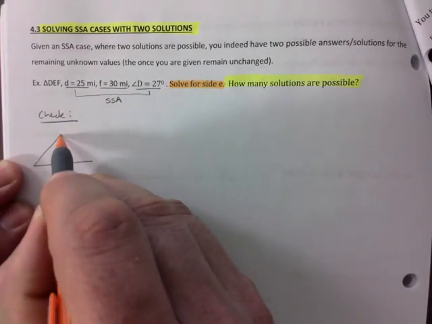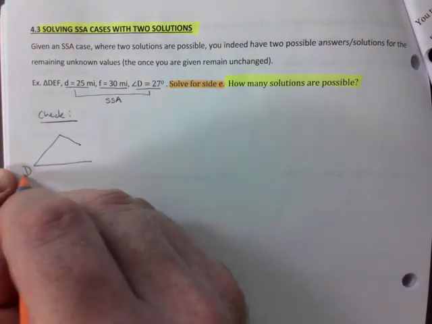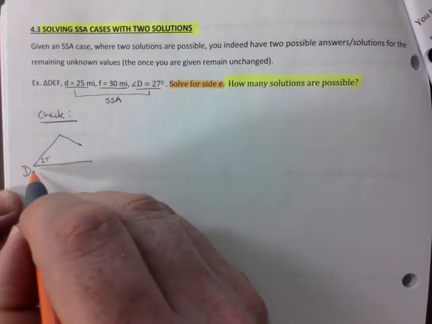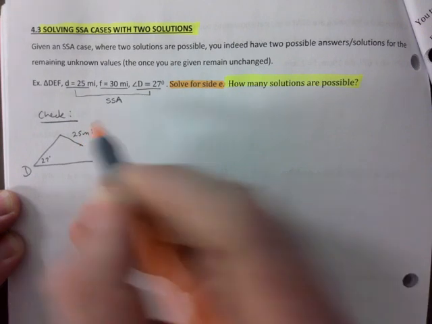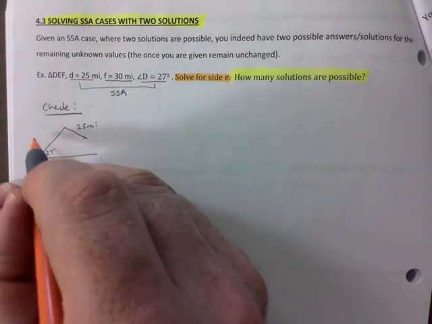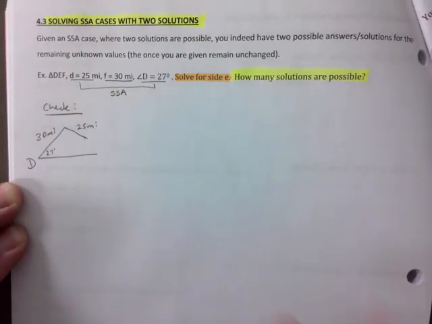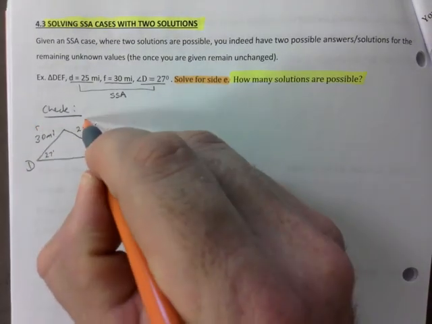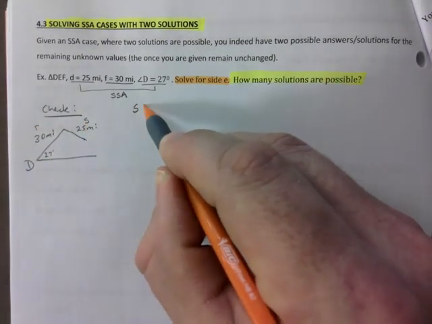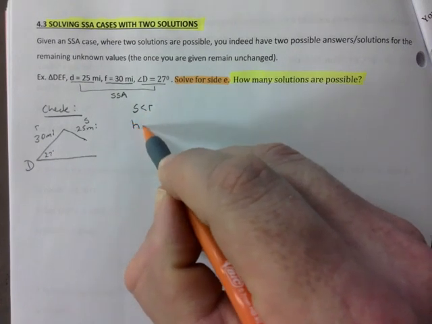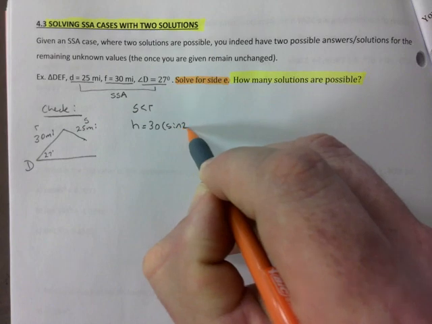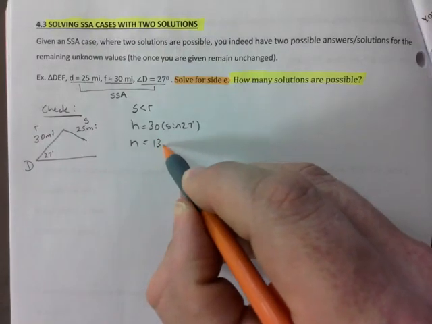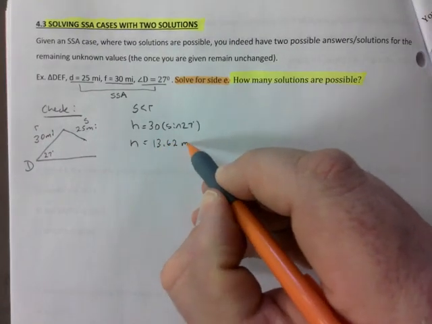You do the string rod thing. The only angle that is given to you is 27. The side that should be across this angle is 25 miles. The other one is 30 miles. So I'm going to do the check right here. I'm going to put an R and an S there. So string is shorter than rod. That means I have to find the height, which is 30 times sine of 27. 30 times sine of 27 is 13.62. So we know how to calculate that. That's why I'm not spending time on that.